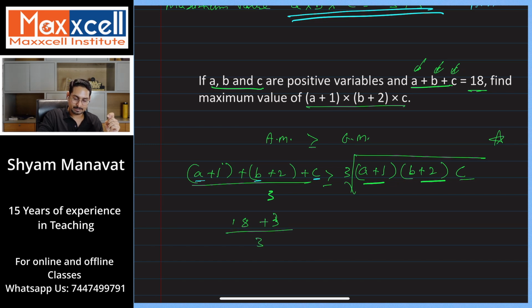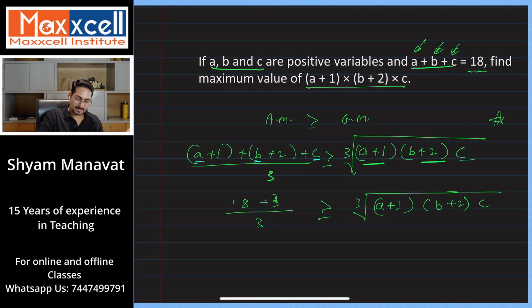I put the value of A plus B plus C as 18 there, and the extra 1 plus 2 is 3, I put that here. Will we open the bracket? Absolutely not. This is what we need to find out as it is. So keep it the way it is. Don't open anything. Okay, so this is 21 by 3. 21 by 3 is again what? 7.